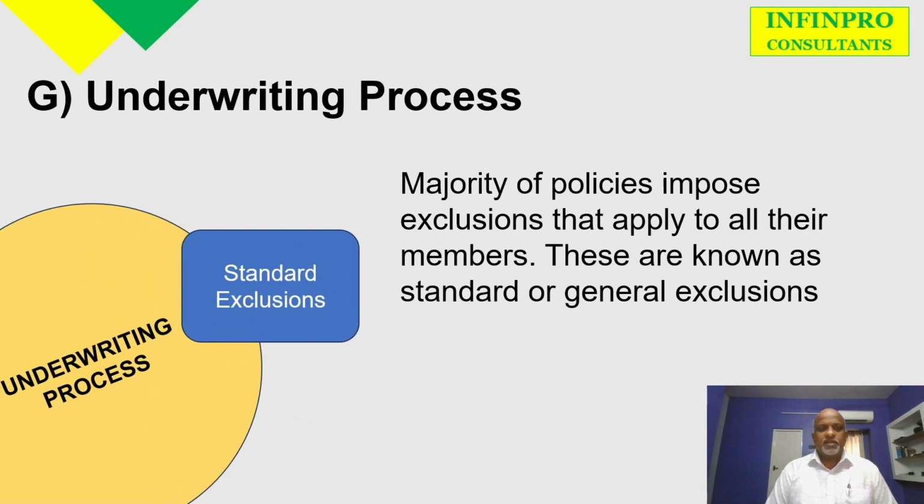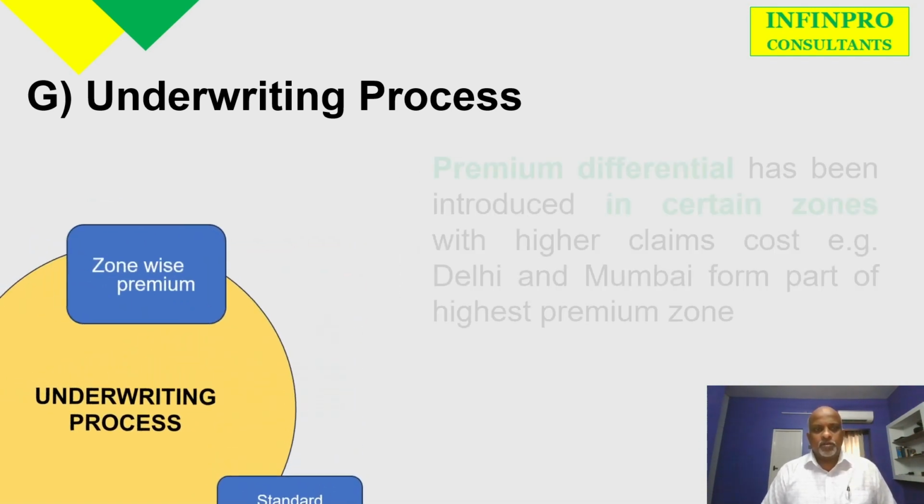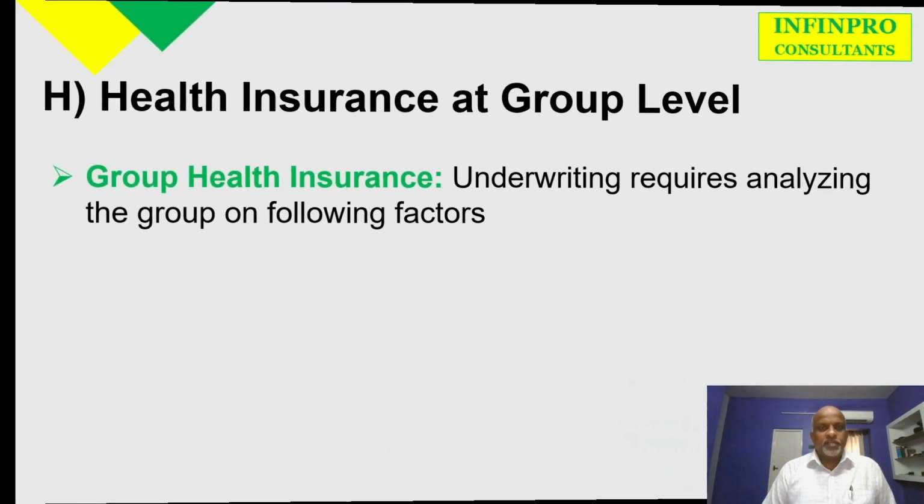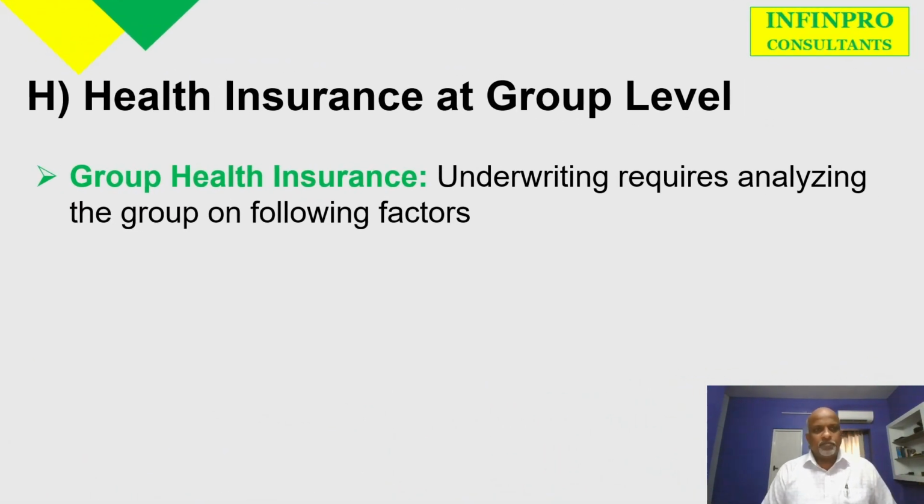There are certain standard exclusions which are possible in certain applications. These policy exclusions are part of the policy document and features of the policy. There are certain companies where zone-wise premium is followed, so there is a differential of premium. For example, somebody living in Delhi and Mumbai will be part of a higher premium zone compared to somebody living in the rest of the country. Those are some of the basic features of health insurance underwriting.